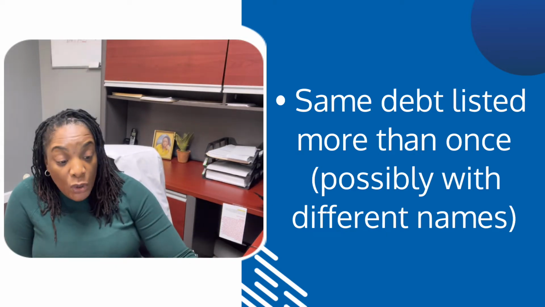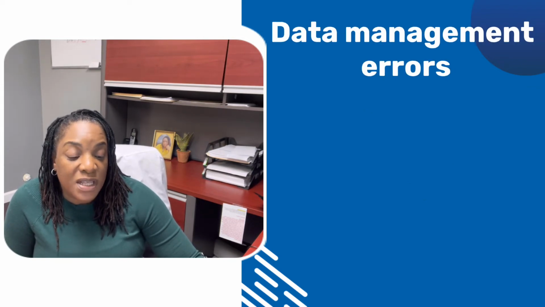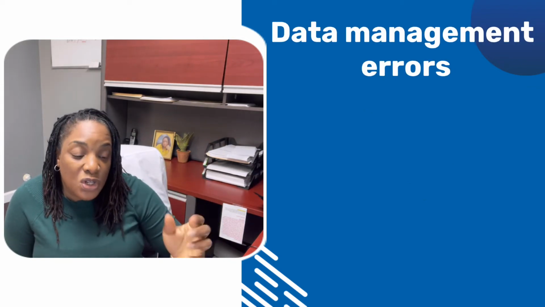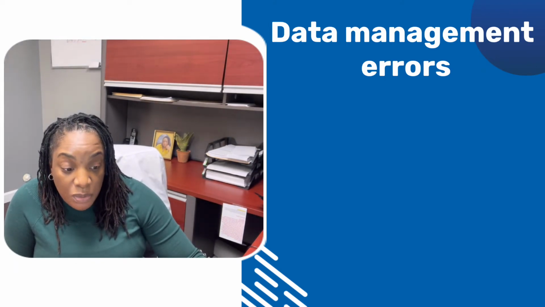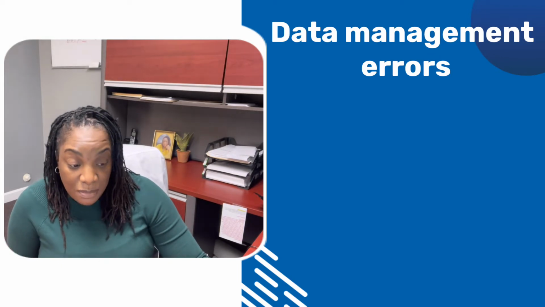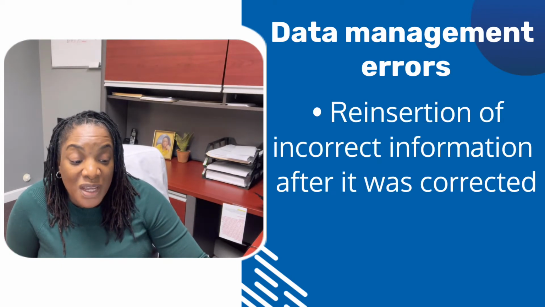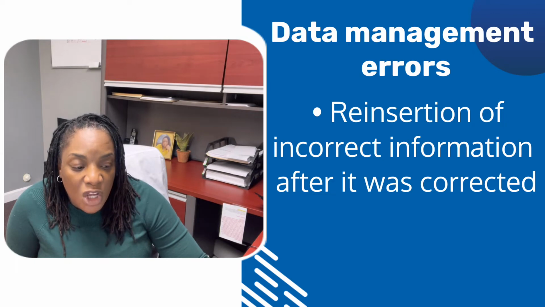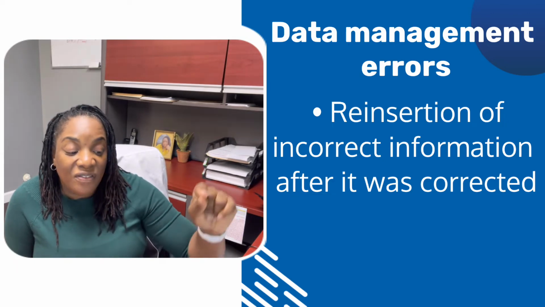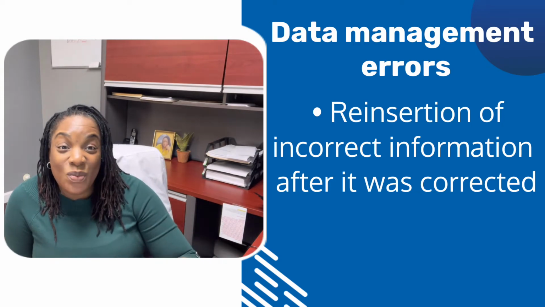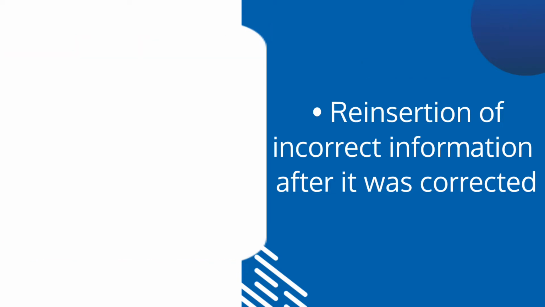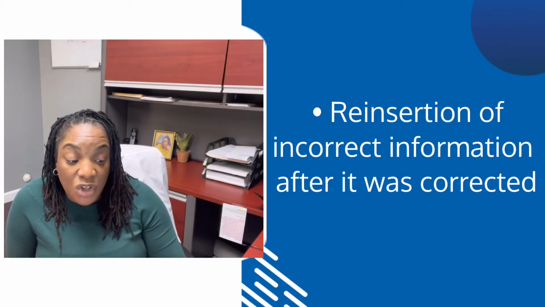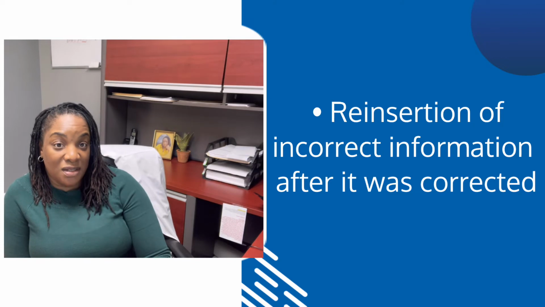Okay, and the third thing that we want to look for is data management errors. Data management errors are so common, and inaccuracies on your credit report. Okay, so the first data management error that you're going to want to look for is reinsertion of incorrect information after it was corrected. So what this means, guys, is if you've disputed something off your credit report already, reinsertion of incorrect information after it was corrected.